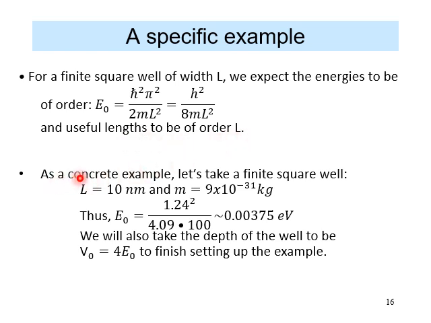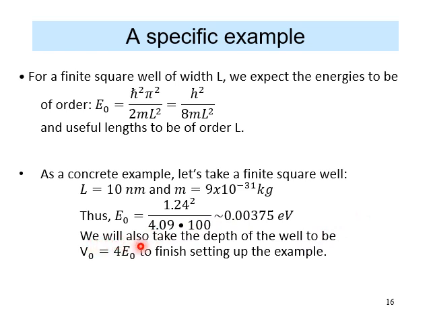As a concrete example, we take a finite square well, which has a side length, the region over which the potential is 0, of 10 nanometers. We'll take an approximate electron mass, 9 times 10 to the minus 31 kilograms instead of 9.11 something, but close enough. Then we calculate the scale of the energy, and it comes out to be 0.00375 electron volts.